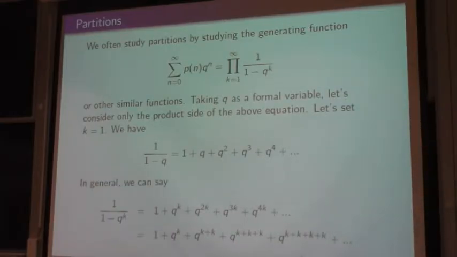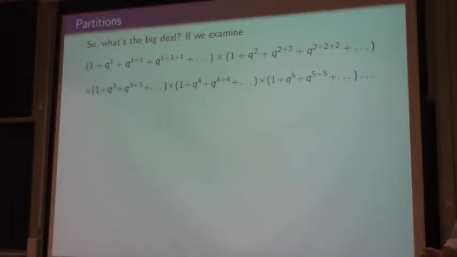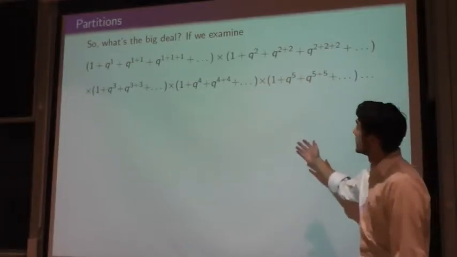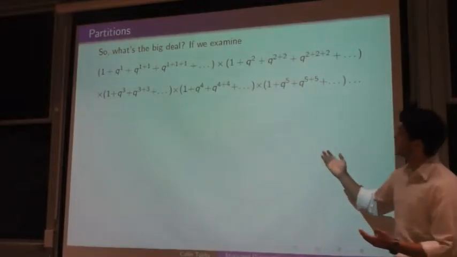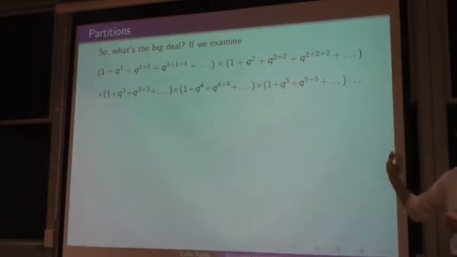So now, if we continue to consider this idea, we want to figure out what is the application to numbers and to partitions in general. So if we examine just these first few chunks of this infinite product, where we have q to the first power, second power, third power, fourth power, and fifth power.